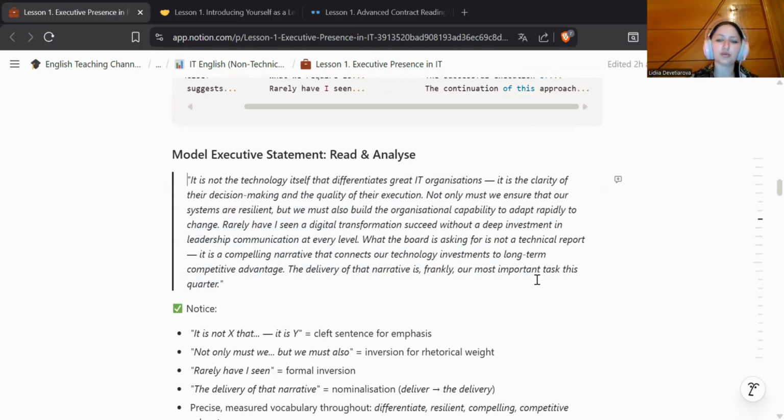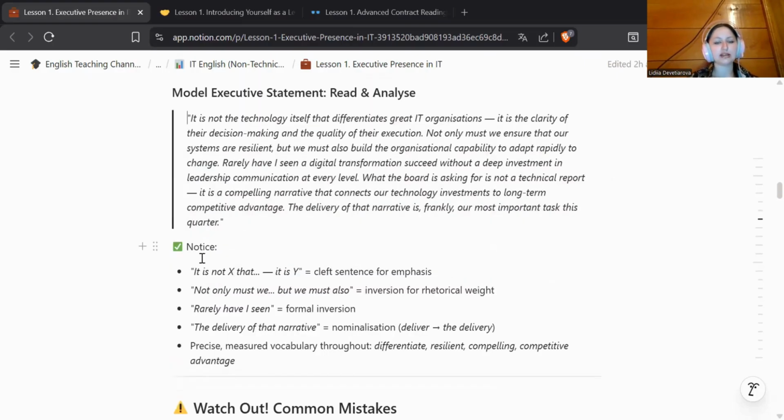Rarely have I seen a digital transformation succeed without a deep investment in leadership communication at every level. What the board is asking for is not a technical report, it is a compelling narrative that connects our technology investments to long-term competitive advantage. The delivery of that narrative is, frankly, our most important task this quarter.